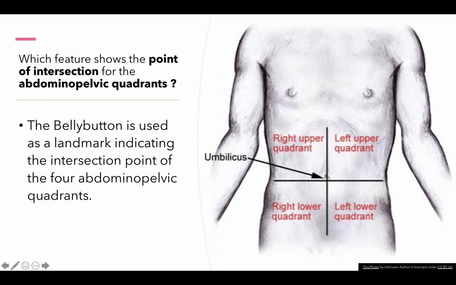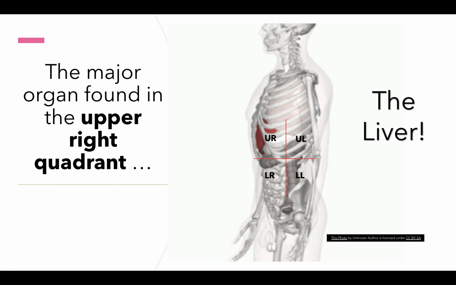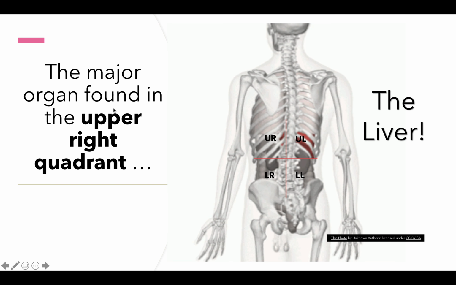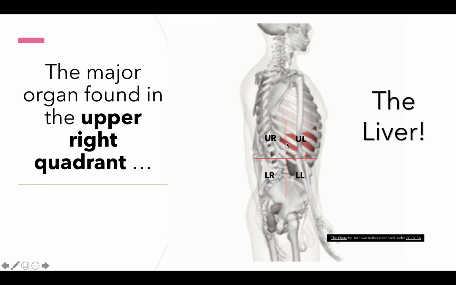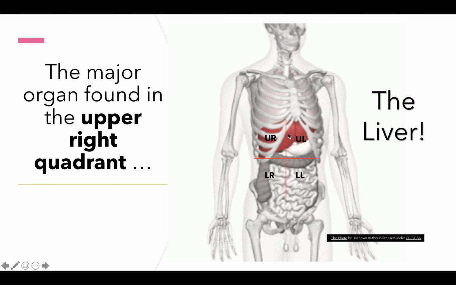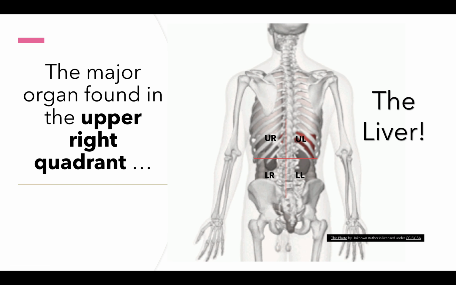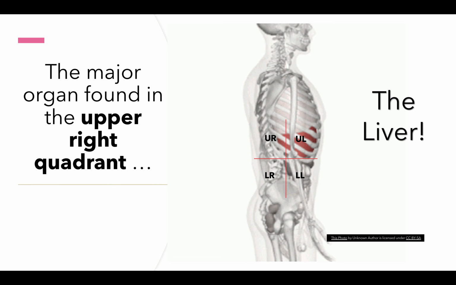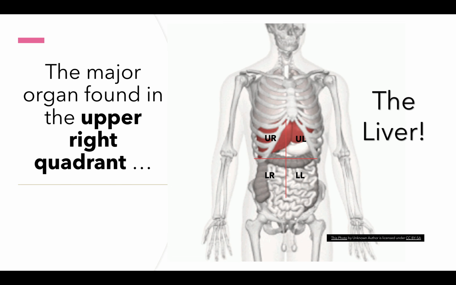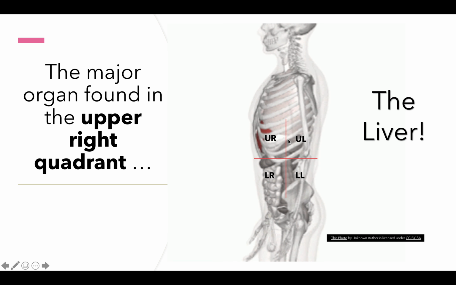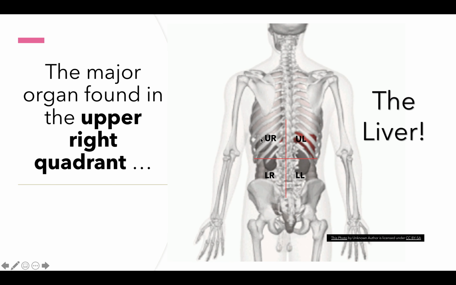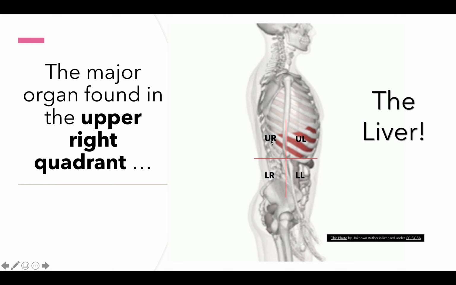This is an important concept to understand because it will help us organize ourselves as we learn about the orientation of the digestive system organs. So here, the major organ found in the upper right quadrant is the liver, as we can see in the model. The main job of the liver is to filter out blood from the digestive tract before going to the rest of the body. So the majority of the liver is here in this quadrant, the upper right.